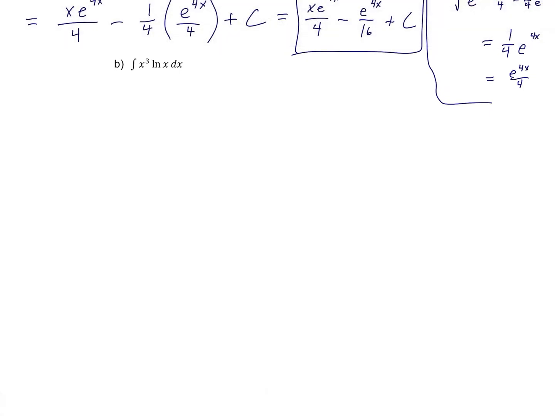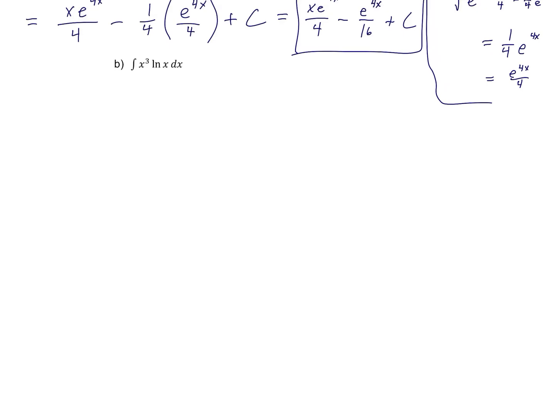So next let's look at part B here. Here we want to be integrating x cubed times ln x dx. Now one tricky thing with integration by parts is that you won't always be told that you need to integrate by parts. Sometimes you need to just look at an integral and decide what technique you should be using.